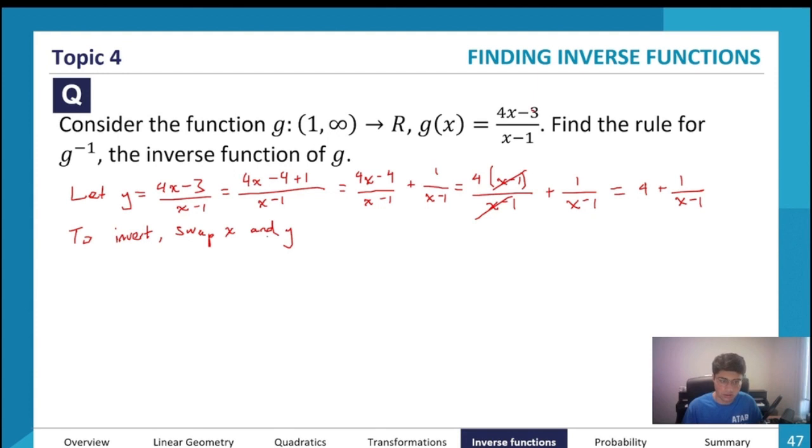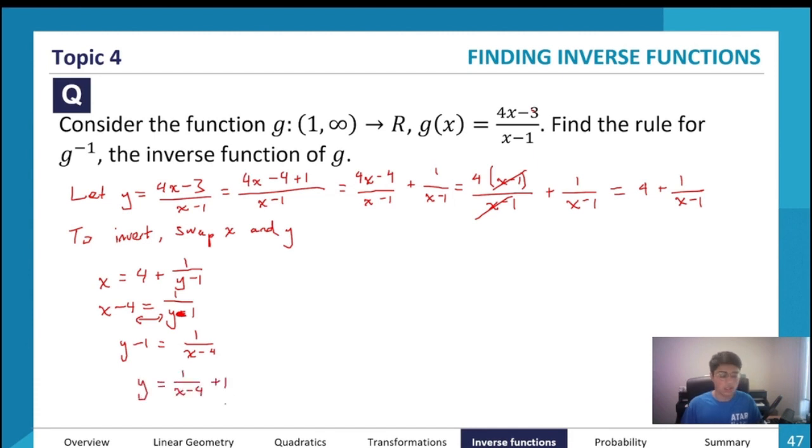So again, to invert, we swap x and y. So we'll go x is equal to 4 plus 1 over y minus 1. Move the 4 to the other side. x minus 4 is equal to 1 over y, well, that's supposed to be a minus 1. And then swap these two. So we get y minus 1 is equal to 1 over x minus 4. And then just add 1 to both sides. So y is equal to 1 over x minus 4 plus 1.